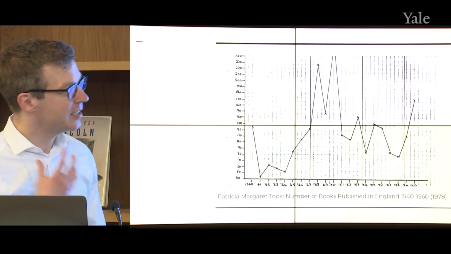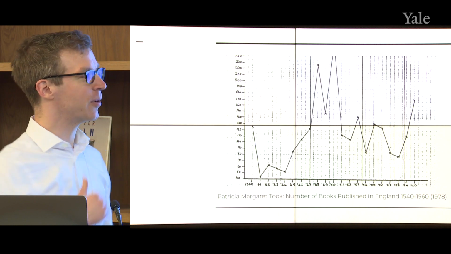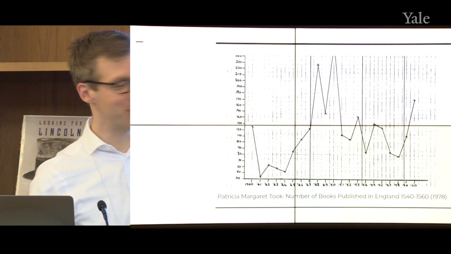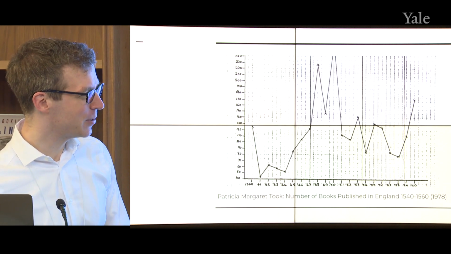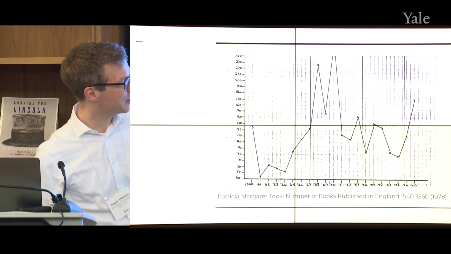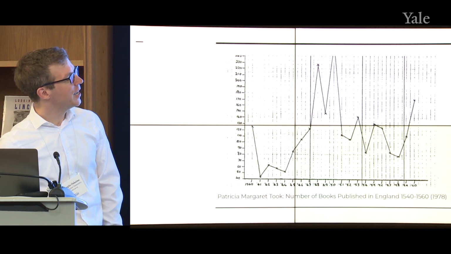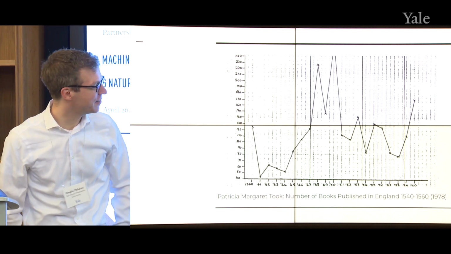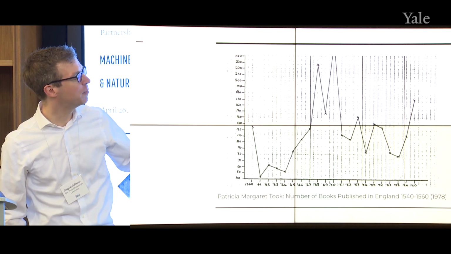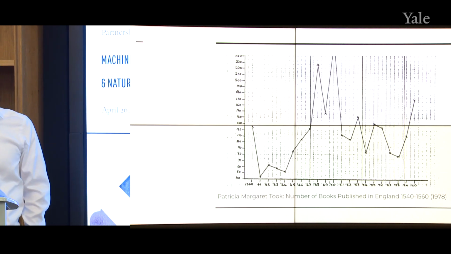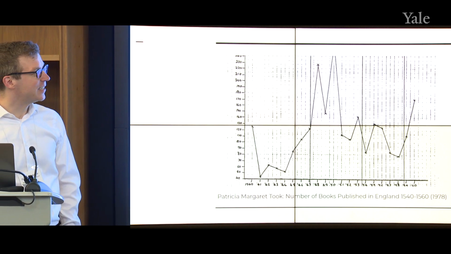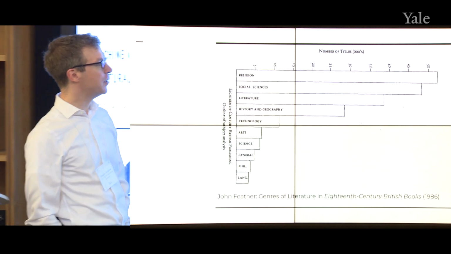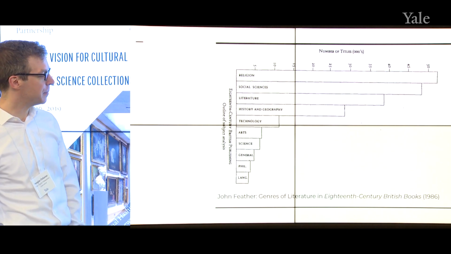So this is computational research in the humanities that builds on a lot of prior computational research in the humanities. The earliest example of which I could find is work by Patricia Margaret Took, who has this beautiful hand-drawn distribution of the number of printers and the number of books published in the early modern period. So this is back in the 70s. This is in her dissertation, pioneering work for computational studies of the early book market.